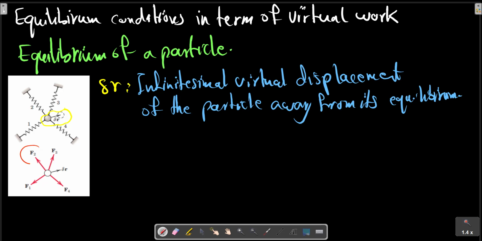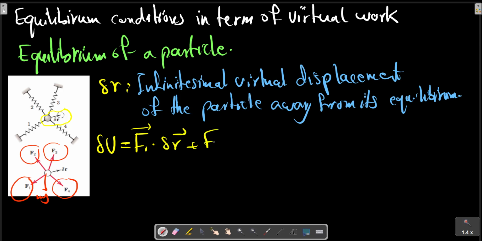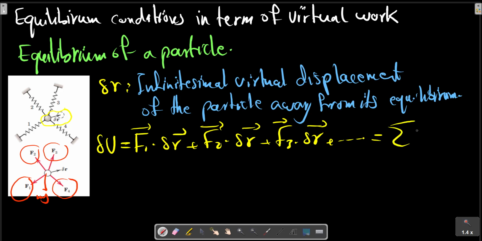we have various forces, and as we said, if we have a significant weight, we should consider also mg here. So delta U equals F1 as a vector dot delta r, plus F2 dot delta r, plus F3 dot delta r, and if we have various forces, plus F dot delta r.